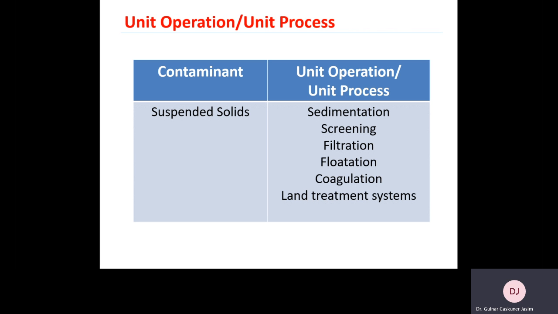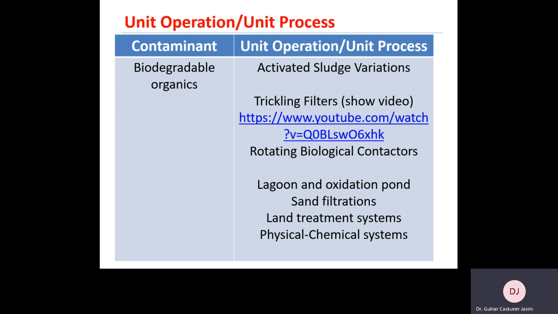Here I would like to explain which unit operations and unit processes can be used to remove a variety of contaminants. Suspended solids can be removed by sedimentation, screening, filtration, flotation, coagulation, and land treatment systems. Biodegradable organics can be removed by activated sludge systems, trickling filters, rotating biological contactors, lagoons and oxidation ponds, sand filtration, land treatment systems, and physical chemical systems. Please look at the video, the link has been provided here.